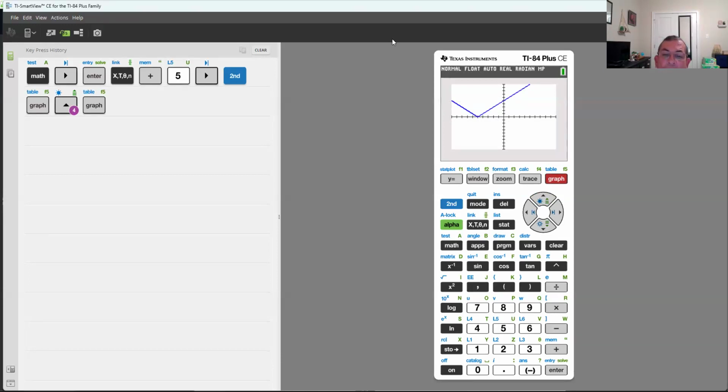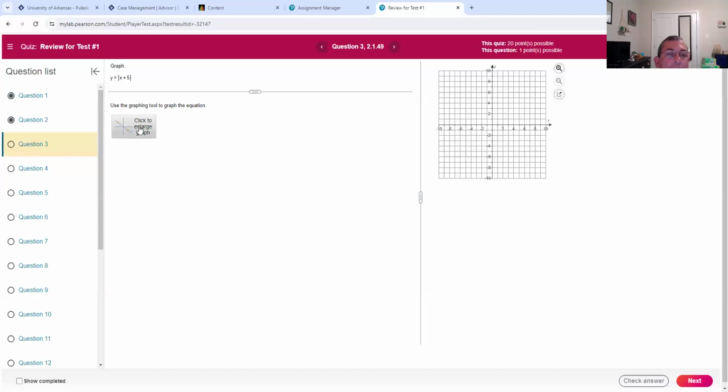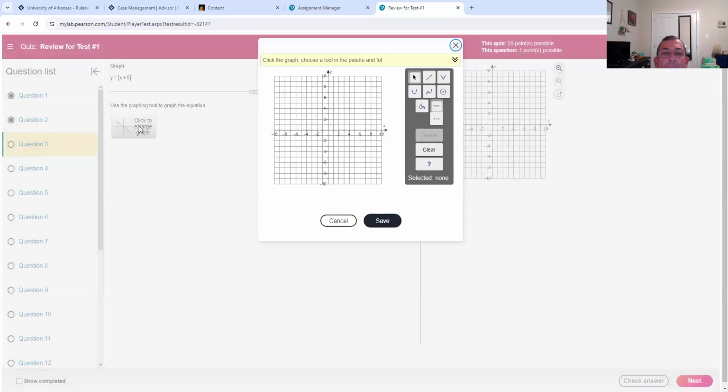Now I'll show you why you have to do that point first when you look at this graph. So I'm going to click to enlarge graph. I'm going to choose the absolute value tool. So you see what it says? It says click to graph to plot the vertex. That's the one that has the y value of 0. That's that little V point. So ours was (-5, 0). So we come left to (-5, 0).